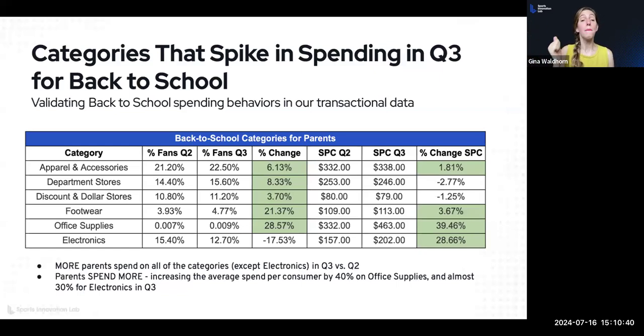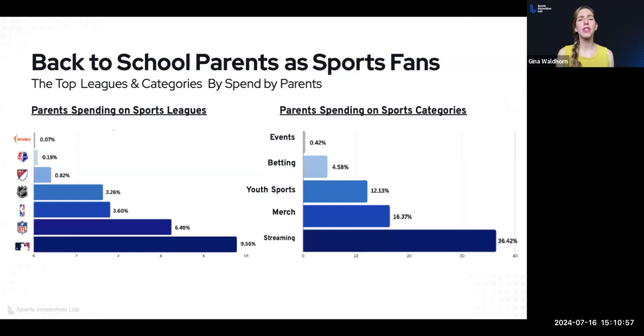And you can see more fans are buying. So the percent change increased. And for many of the categories, for let's see, 4 out of the 6 categories, they also spend more money. So more of them are spending, and when they spend, they're increasing their dollars spent. We looked at back to school parents as sports fans to get a sense of, well, what are some of the top leagues?